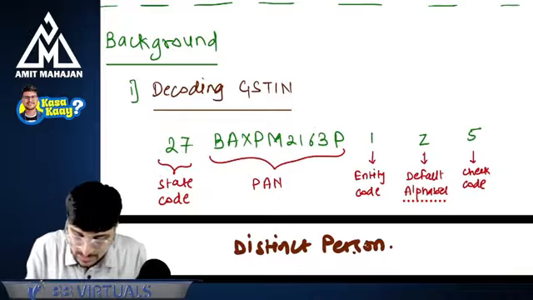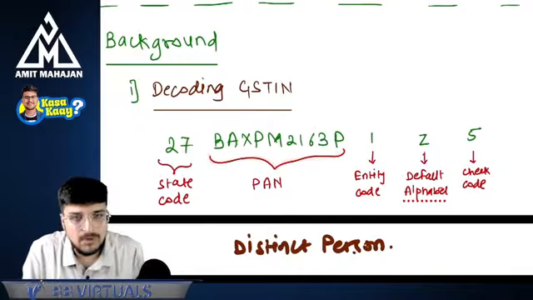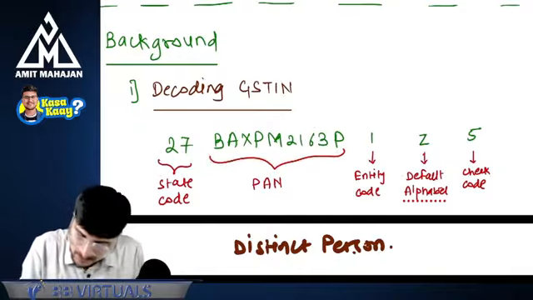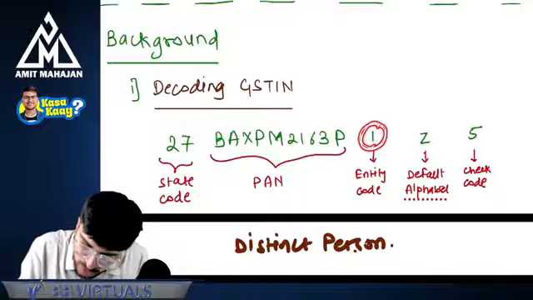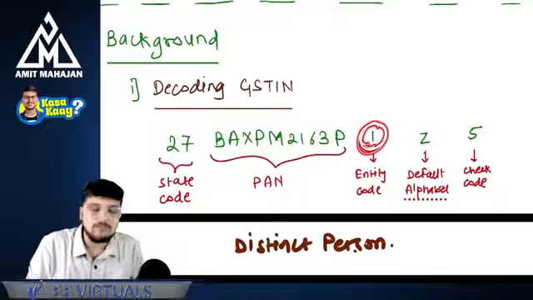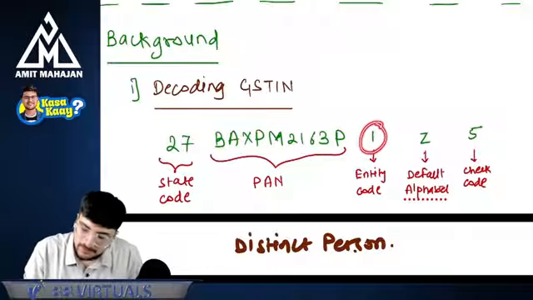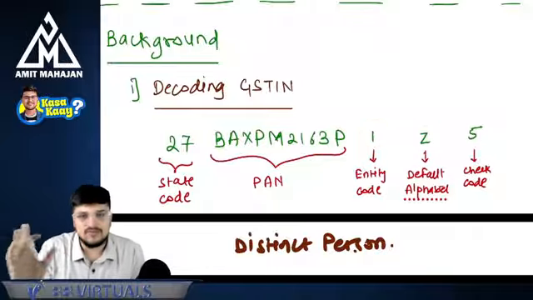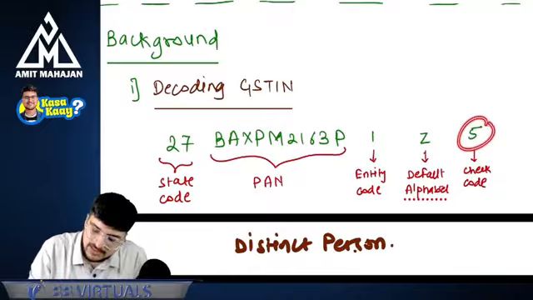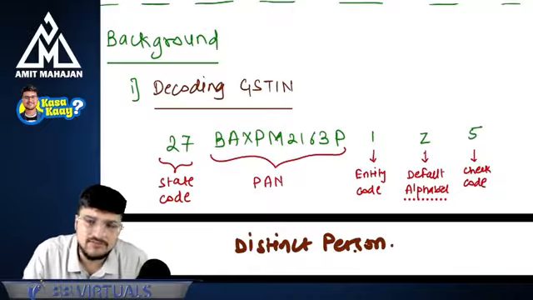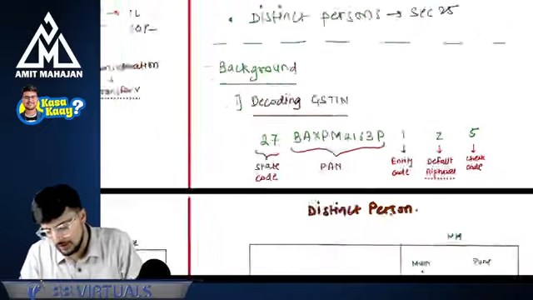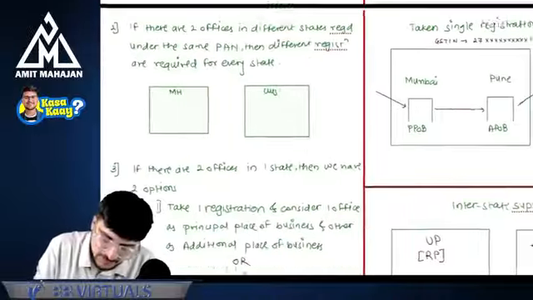After the first two digits, you will have a PAN number of that particular person. Then the entity code will be there, showing how many entities there are in that state. There will be one default alphabet, and one random number they will give you, that is a check code. Okay, no problem. This is your GST number.